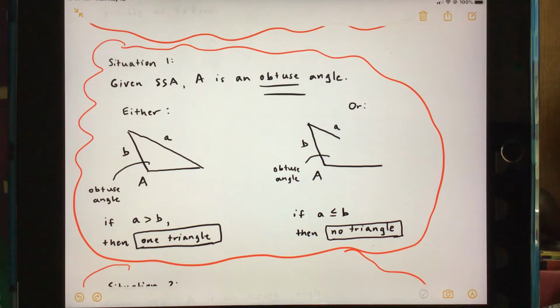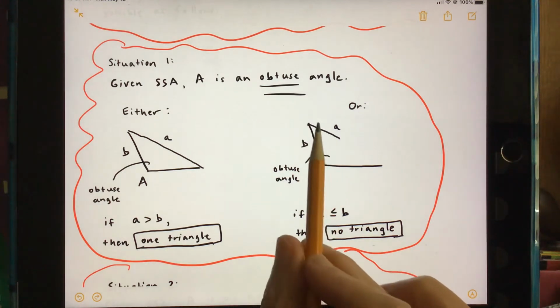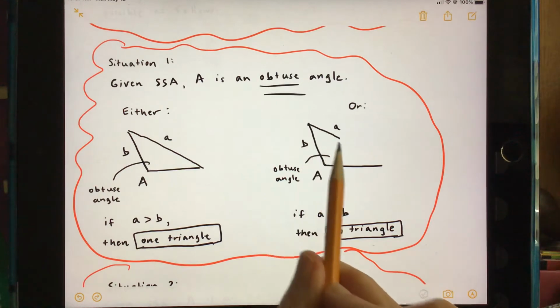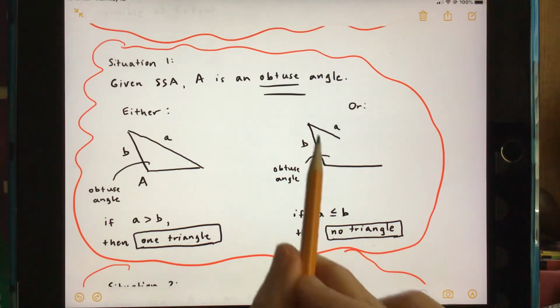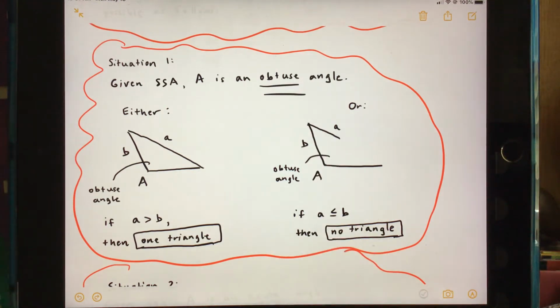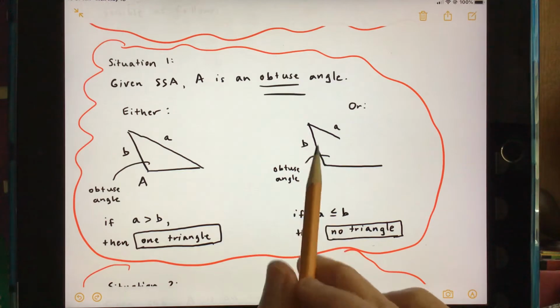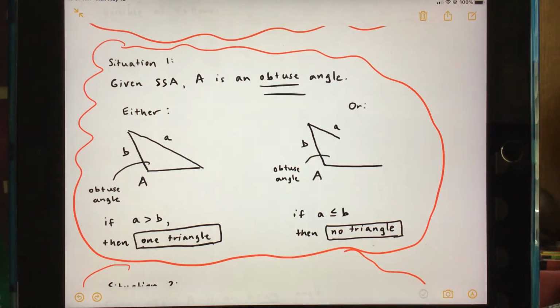If this side A is too short, and it is less than or equal to B, it can't actually, no matter how you pitch the angle here, no matter how big or small you make it, reach down to this length here that is not given to us. No matter how you try to stretch it, it won't connect. Then there will be no triangle. And we'll work together in a minute to see how we decide if there's one triangle or no triangle in this situation.